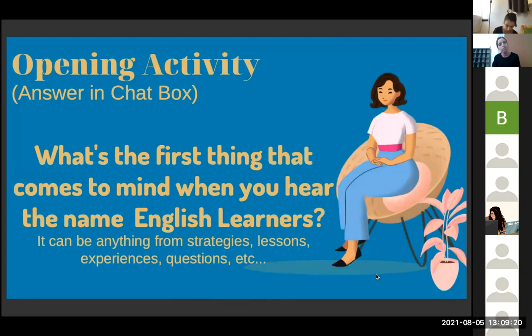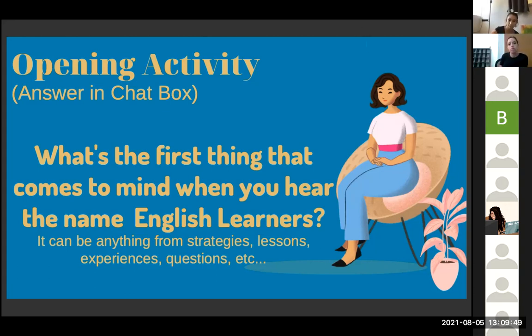All right, so our opening activity, if you could in the chat box, and I will be looking at this, is what's the first thing that comes to mind when you hear the name English learners? It could be a strategy, it could be a lesson, it could be an experience you had, it could be any question you have, etc. So just the first thing that pops into your head when you think of the term English learner or EL. I'm going to give you about 2 minutes. If you could put it in the chat, and we'll see what words come up.